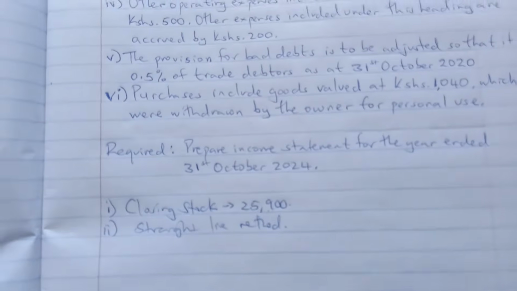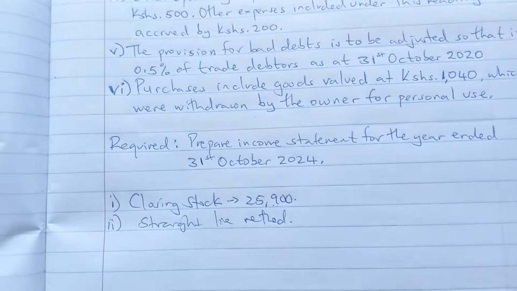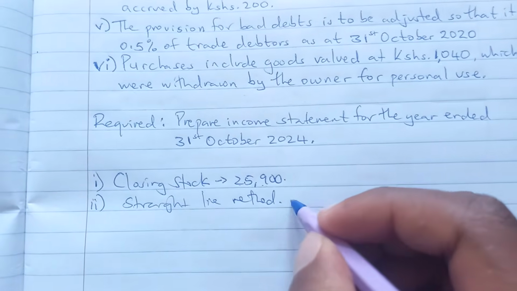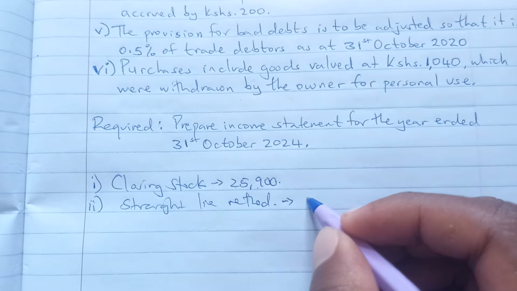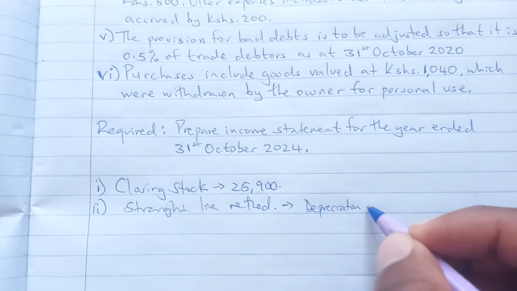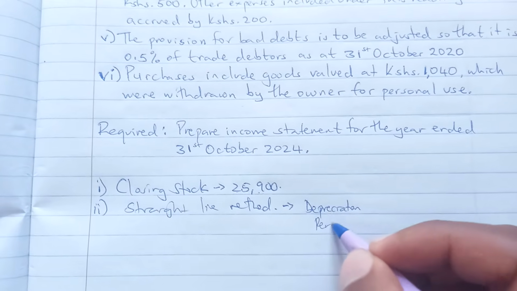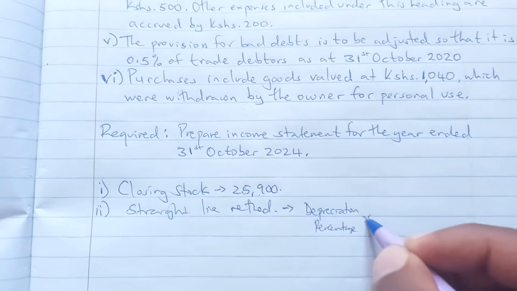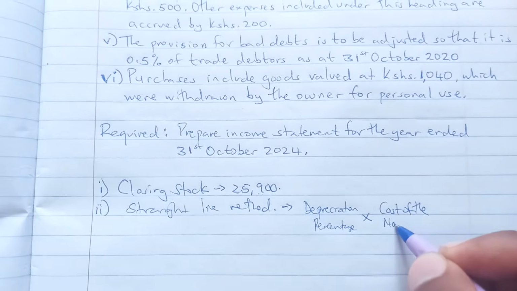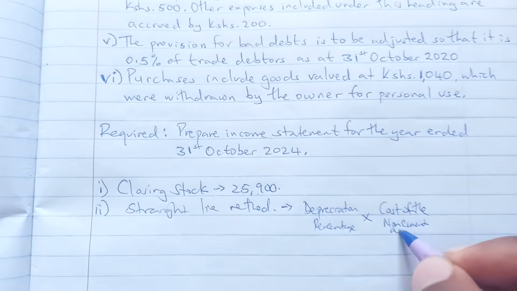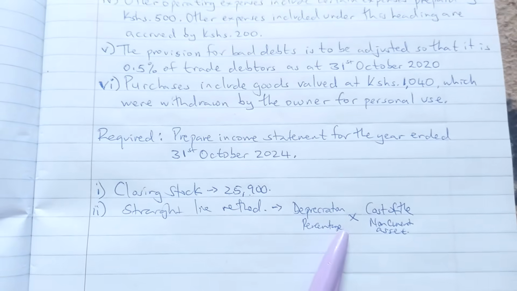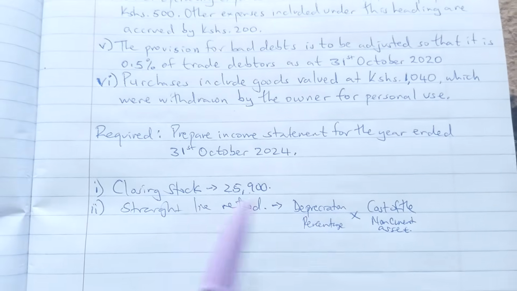for the straight line method, I think now it is clear. What you normally do is take the depreciation percentage and multiply it by the cost of the non-current asset. This is the formula of calculating depreciation using the straight line method.